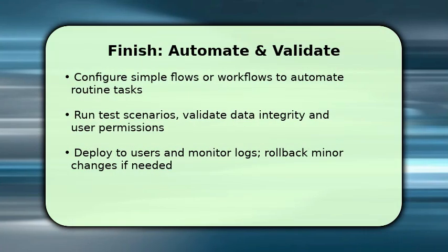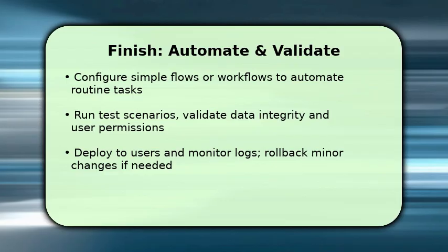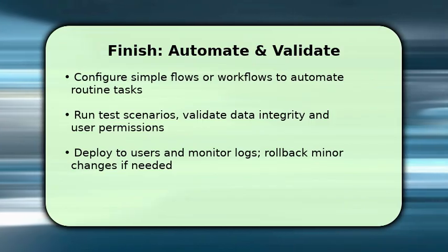To finish, automate repetitive steps with Power Automate Flows or Classic Workflows. Choose triggers like record create or status change to save time. Once automation is in place, run test scenarios across user roles and validate data integrity and permissions to ensure nothing breaks. Then deploy changes to users during a low-traffic window and monitor system jobs and audit logs.